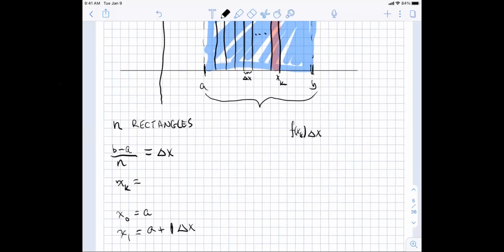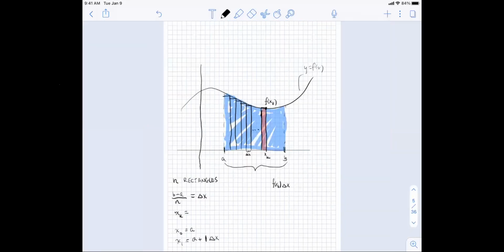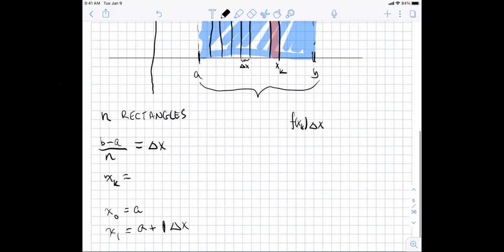Okay. x0 is really a plus 0 times delta x, right? What's x2? A plus 2 times delta x. What's x3? A plus 3 delta x. What's xk? Perfect. A plus k times delta x.